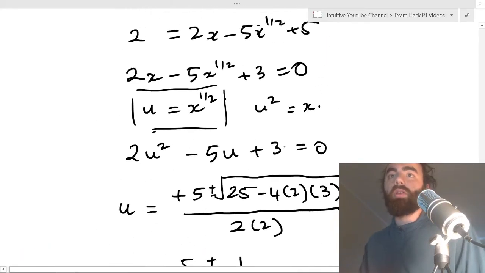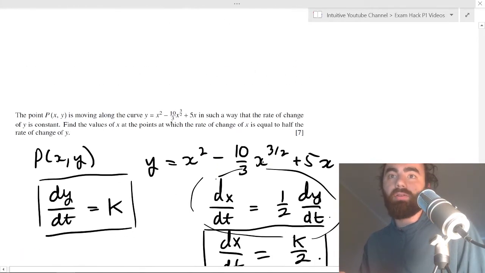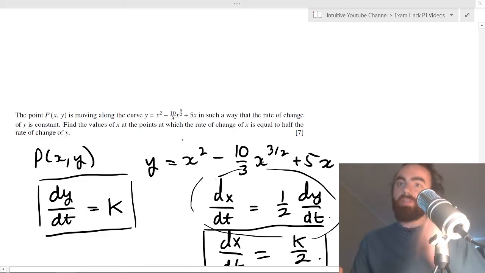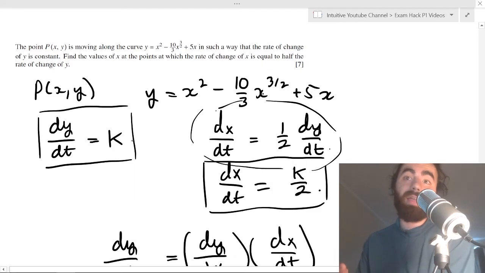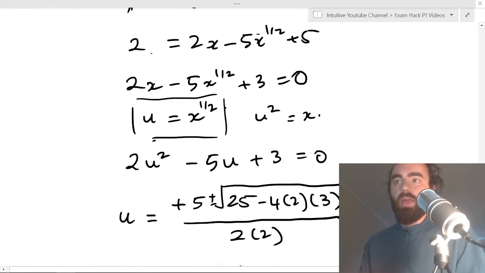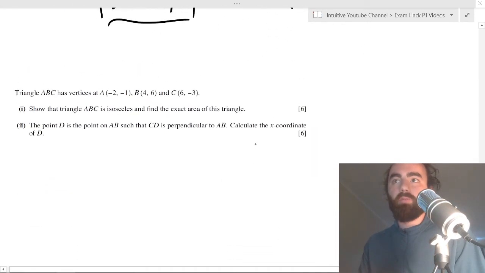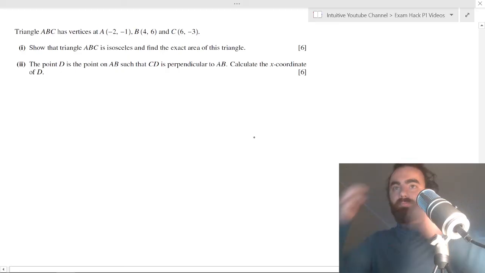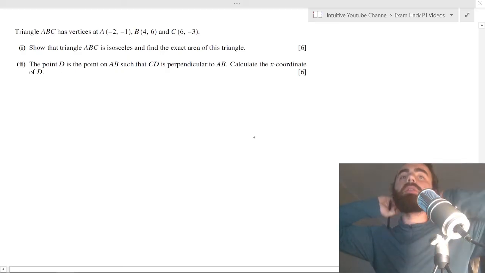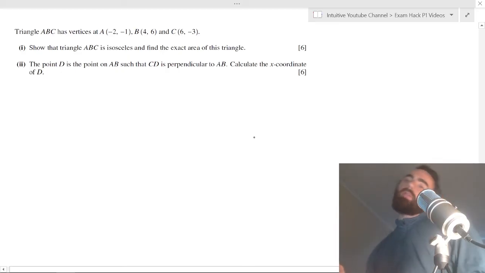So those are our two x values for the points at which the rate of change in x is equal to half the rate of change in y, where the rate of change in y is a constant for a point moving along this curve. Okay, and I think that's 3, and then we've got one more question to do here, and that will conclude this video.